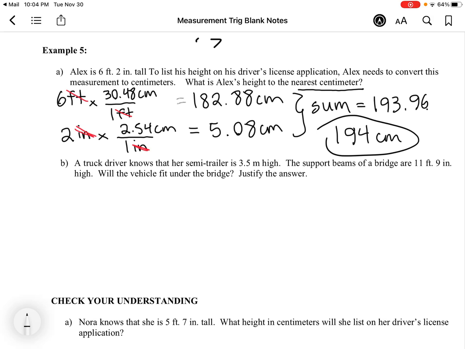All right, last example for today. A truck driver knows that her semi-trailer is 3.5 meters high. The support beams of a bridge are 11 feet 9 inches high. Will the vehicle fit under the bridge? All right, well, this would be good information to know if you're driving a truck, right? Can you go under the bridge?